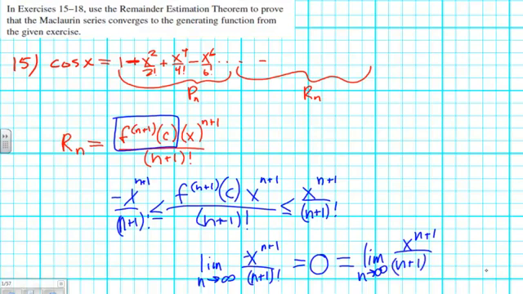And by our favorite sandwich theorem, brought to you by Ernie's, that would have to mean that the limit as n approaches infinity of R sub n is equal to 0. And if the remainder goes to 0, that means that the series must converge. And there you have it.